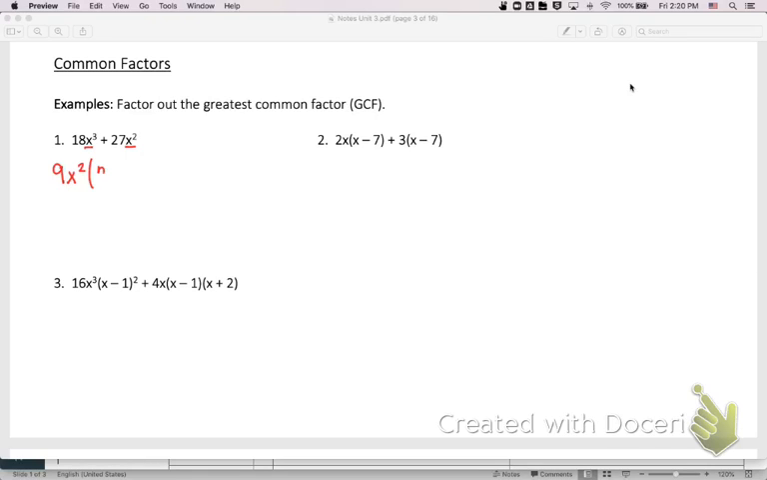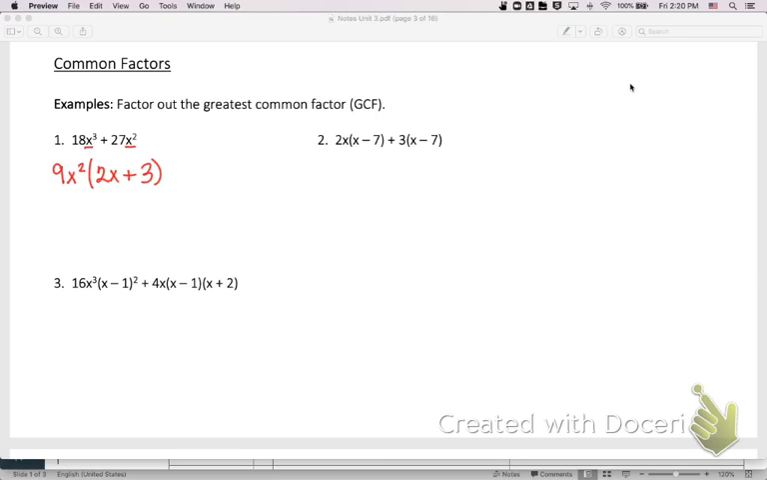18 divided by 9 is 2. X cubed divided by x squared leaves me with x, plus, because it's positive, 27 divided by 9 gives me 3, and the x squared, I divided out the whole thing. So that would be factored in terms of the greatest common factor.